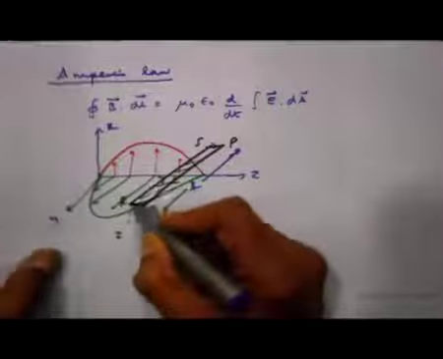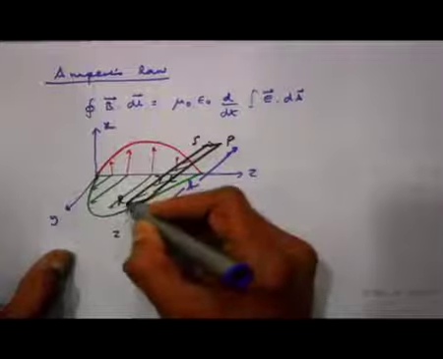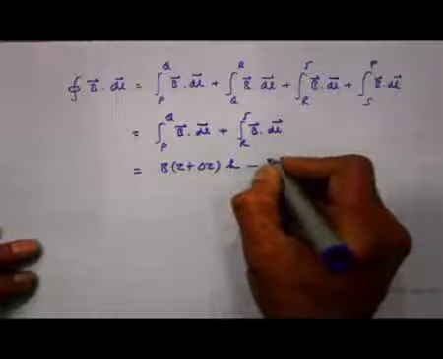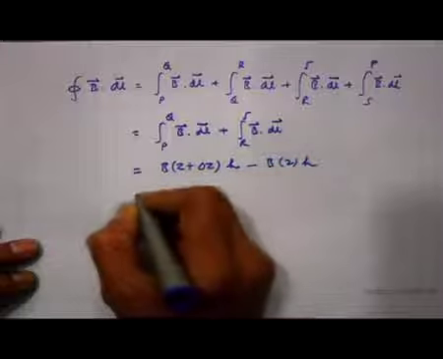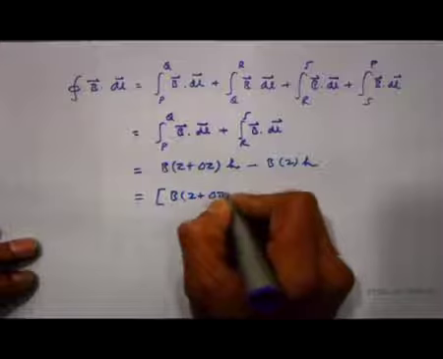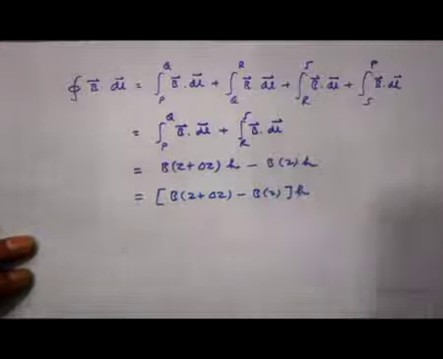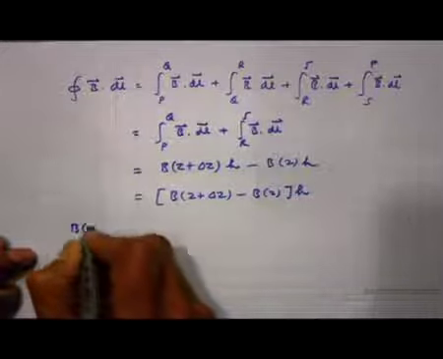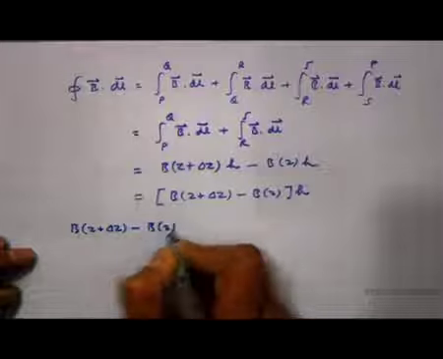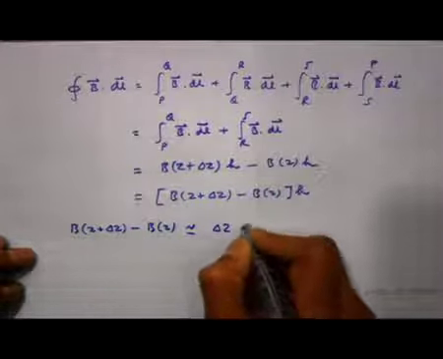Now, in the R to S integral, the magnetic field is pointing along the y direction and my integration is along the minus y direction. So, I will get a minus sign. So, I will get minus B of z into h, which together gives B of z plus delta z minus B of z, into h. Now, as before, B of z plus delta z minus B of z is approximately equal to delta z into del B by del z.